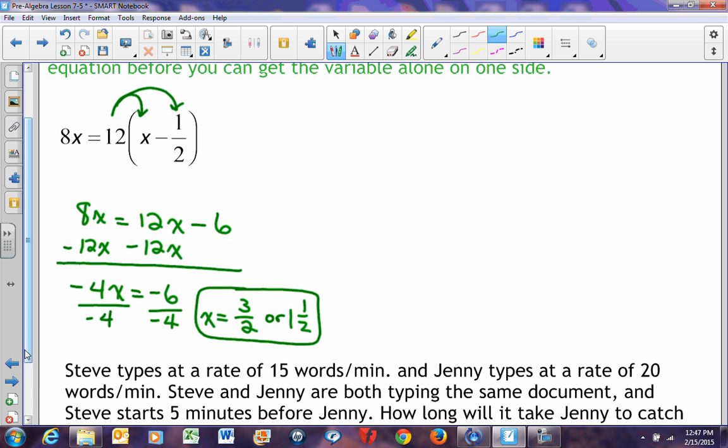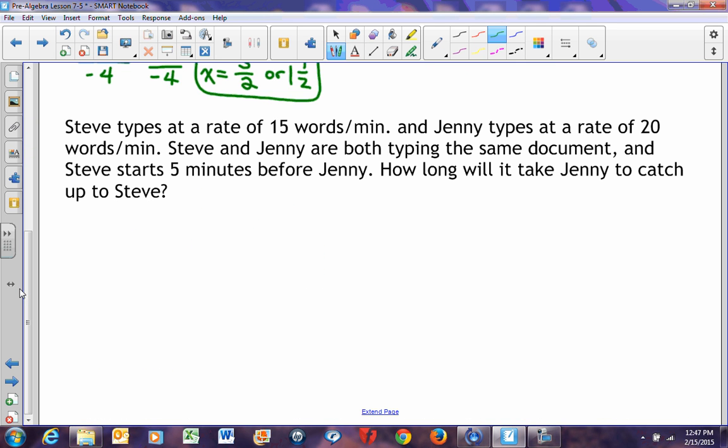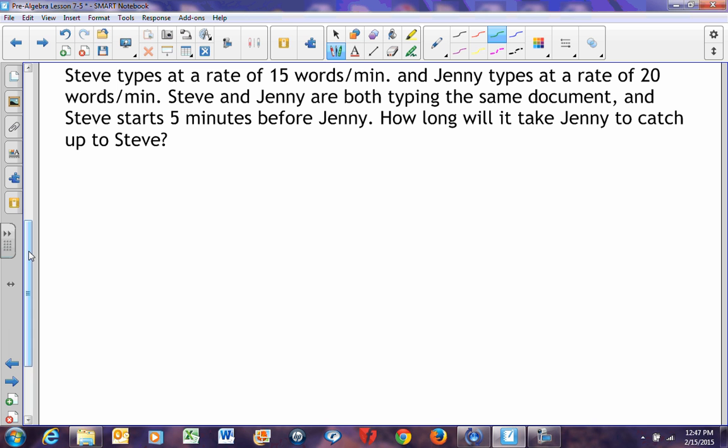You can do problems involving word problems. Again, you have to define your variables so that you can get your equation, and then you can simply solve. Steve types at a rate of 15 words per minute, and Jenny types at a rate of 20 words per minute. Steve and Jenny are both typing the same document, and Steve starts 5 minutes before Jenny. How long will it take Jenny to catch up to Steve? So we need to know how long is it going to take. So we need to know what Jenny's time is going to be. So I'm going to let x equal Jenny's time.